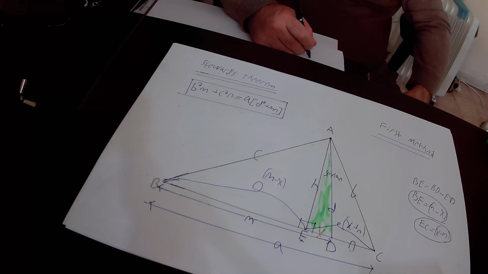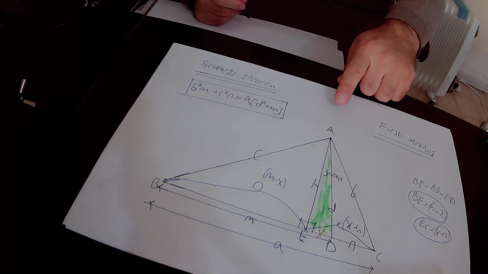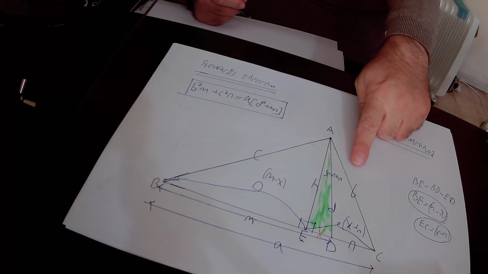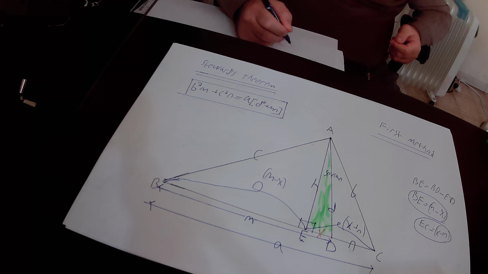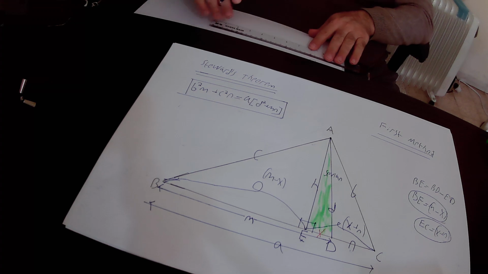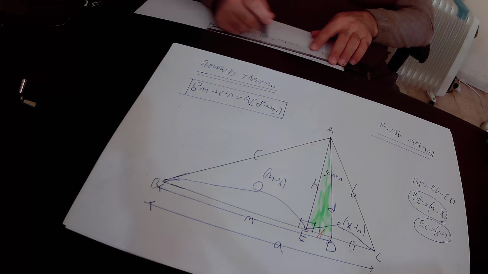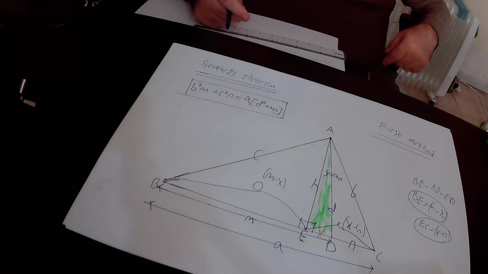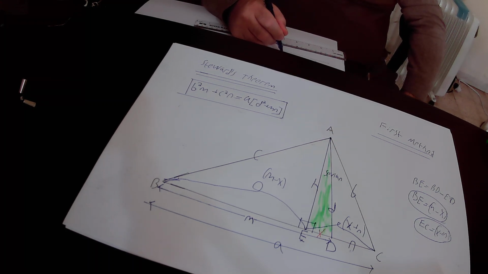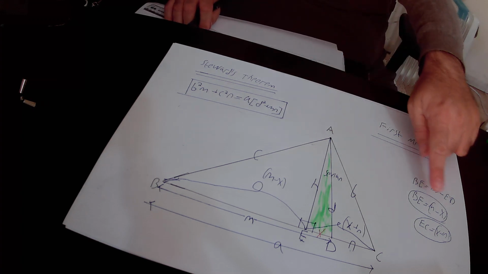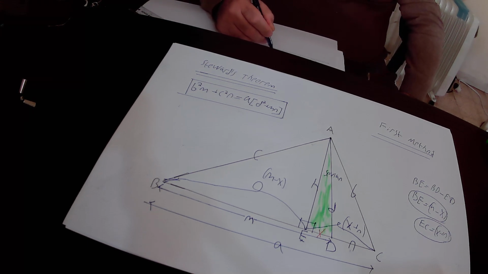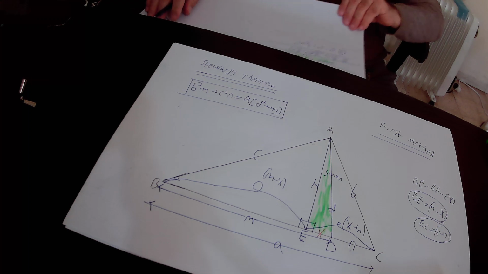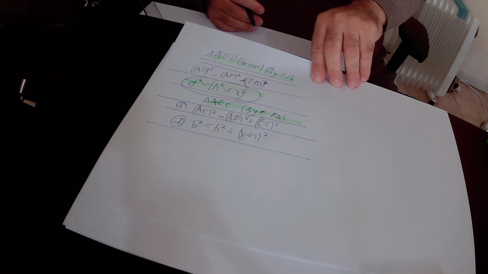So according to equation number 1, AC equals B units, therefore AC square is B square, and it is equal to AE square. AE is h, therefore AE square is h square, plus EC square. Here EC equals x plus n, therefore EC square equals (x plus n) square. So I found that according to equation number 1, b square equals h square plus (x plus n) square.